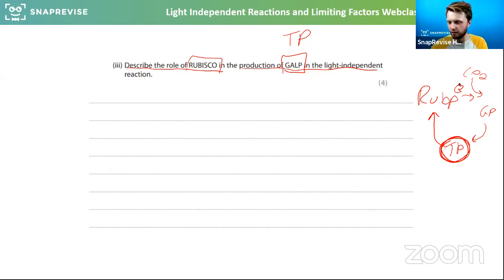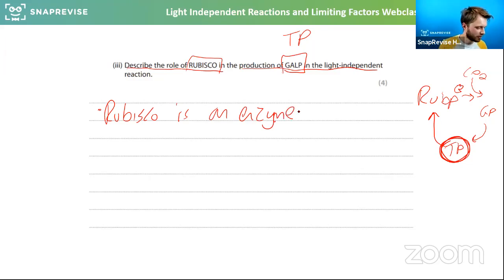So let's go through this. First mark, you need to say that Rubisco is an enzyme. That will get you a mark, nice and straightforward. It's the most abundant enzyme in the world, or as much as we know. Next, lots of people are saying it catalyzes the reaction. That is the exact word you need to say.